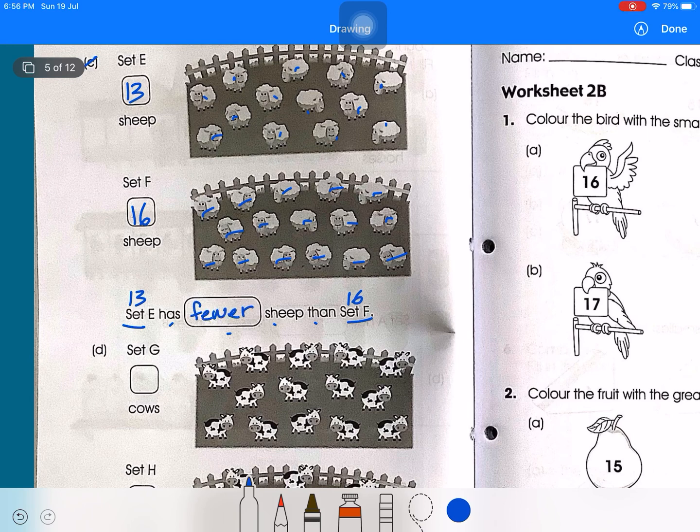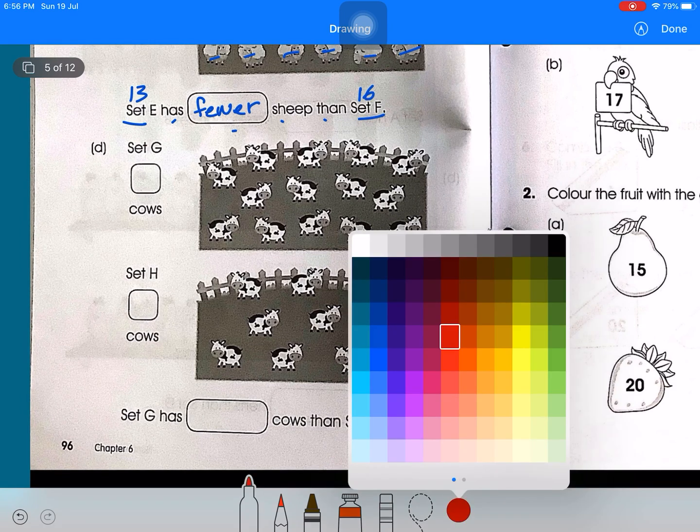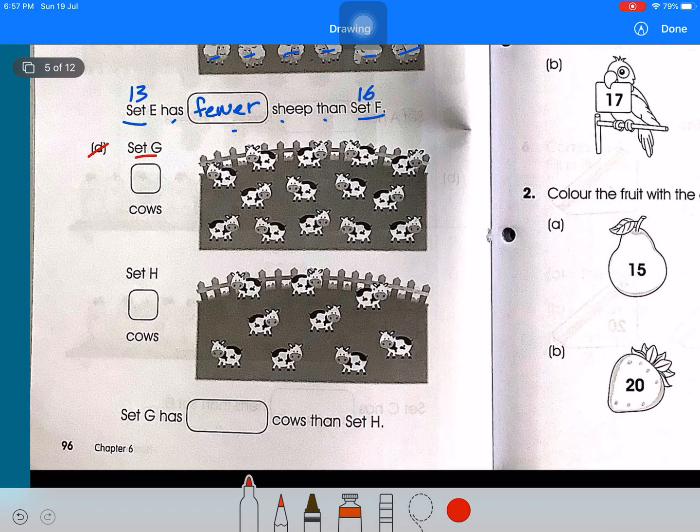Okay, then now is exercise D already. Exercise D got set G and set H. Let's count the cows in set G first. 1, 2, 3, 4, 5, 6, 7, 8, 9, 10, 11, 12, 13, 14. So set G got 14 cows.